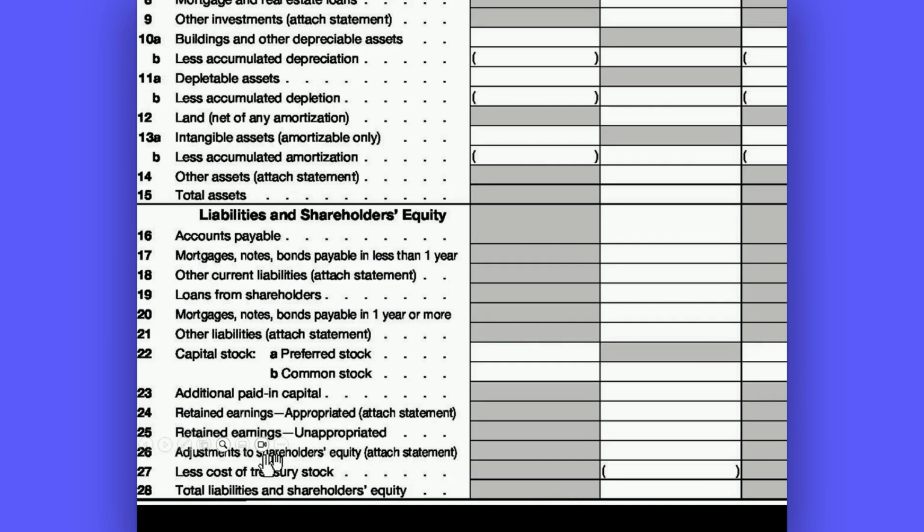Then you've got adjustments to shareholders' equity. So that kind of picks up any miscellaneous types of adjustments that you may have had. And then less the cost of treasury stock. So what is treasury stock? Well, remember we talked about stock redemptions, which is when the corporation buys back its own stock. So when it does that, that is called treasury stock. So it is actually a reduction to owner's equity. So treasury stock is the corporation's own stock that it has purchased back from shareholders. And then it totals up the total of the liabilities and shareholders' equity, which of course will equal the total assets.